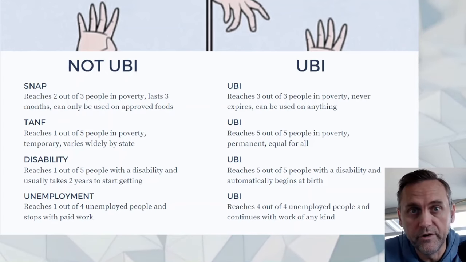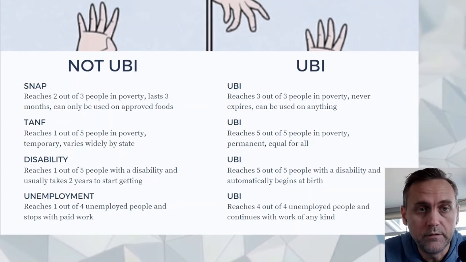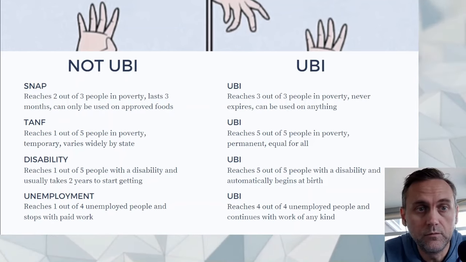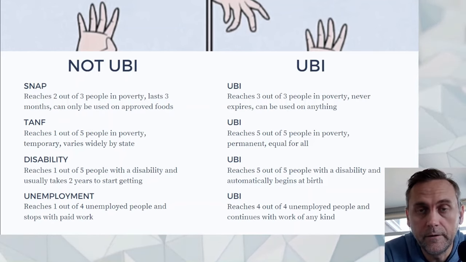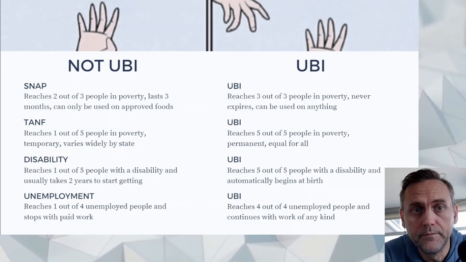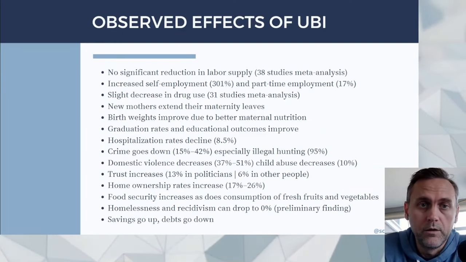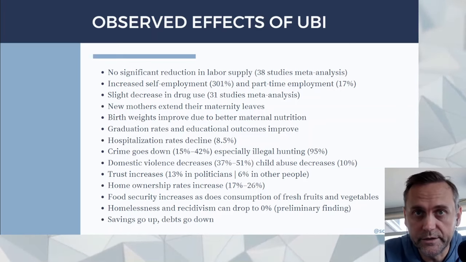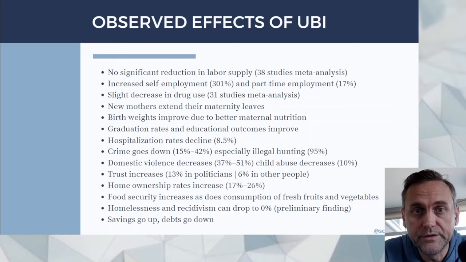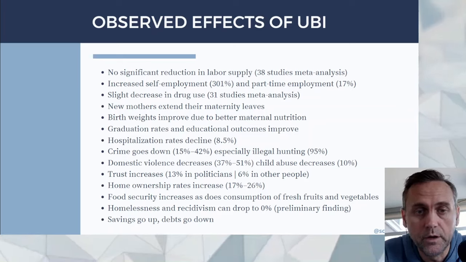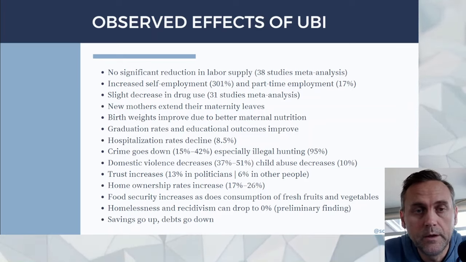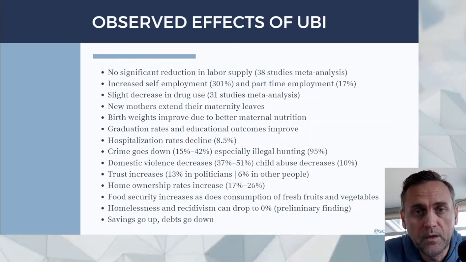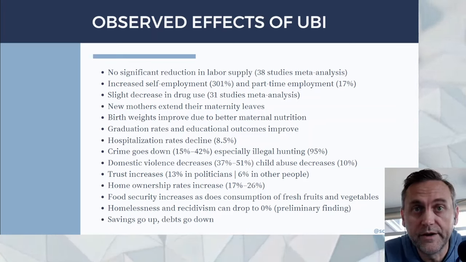So hopefully everyone understands that the existing safety net has many holes, and often more people fall through the safety net than are actually caught by it. That's a summary of some of the observed effects of UBI. There's actually quite a lot of evidence from pilots over many years. And I've compiled this summary of the various findings.